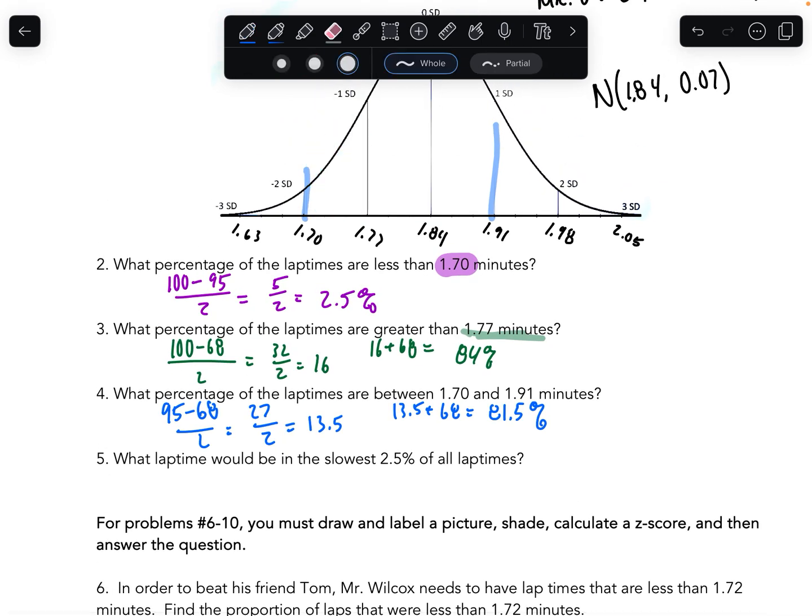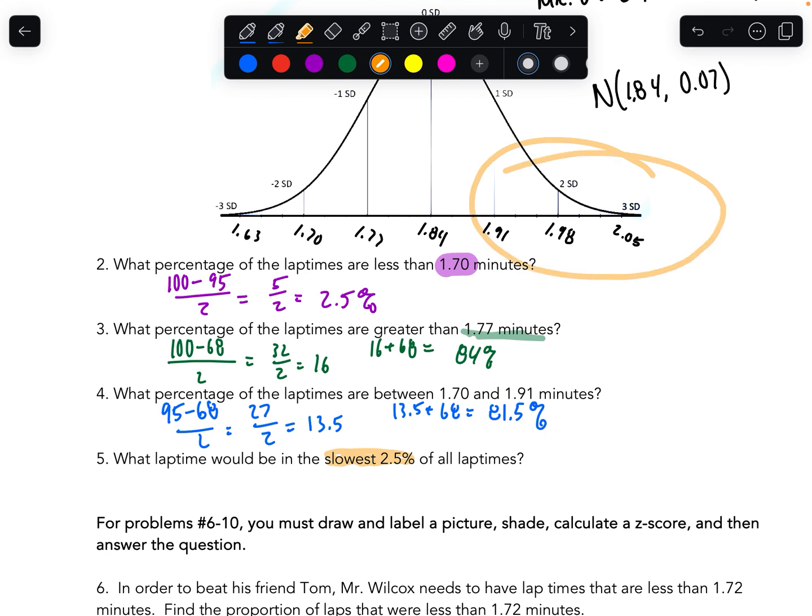Last one of these. What lap time would be in the slowest 2.5% of all lap times? So a couple things here. It's saying slowest 2.5%. Slow lap times are long lap times, big lap times, and so I would expect it to be up in this space. We want a longer number, not a shorter number. Then it says slowest of all, so that means it's going to be from whatever number we're talking about, and then above it.